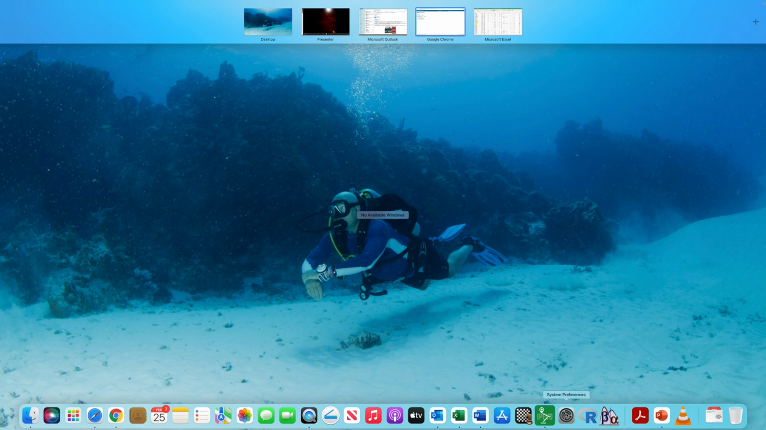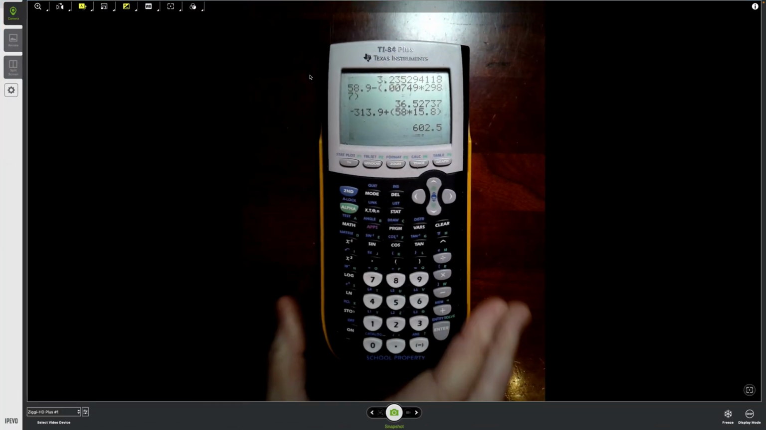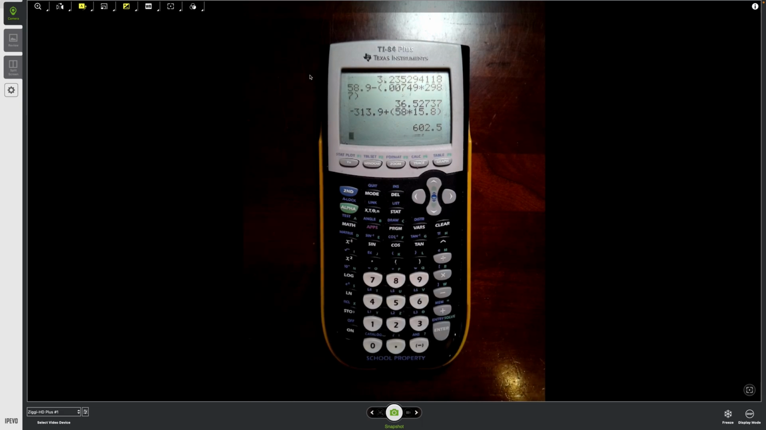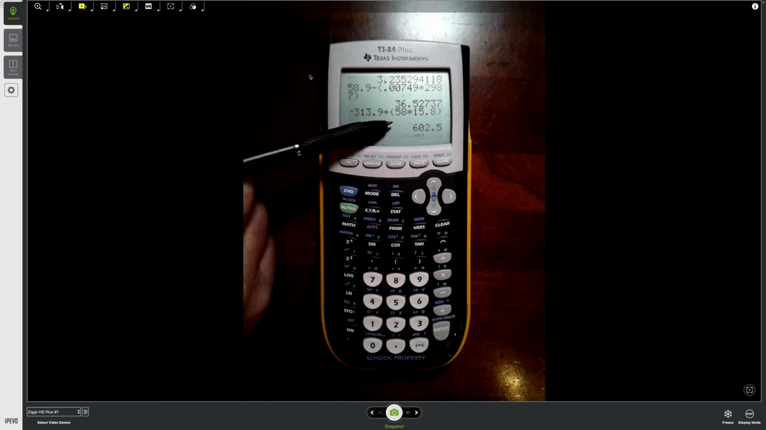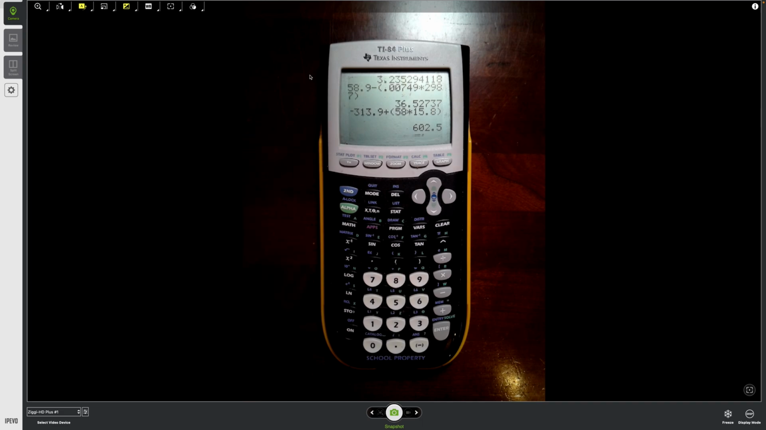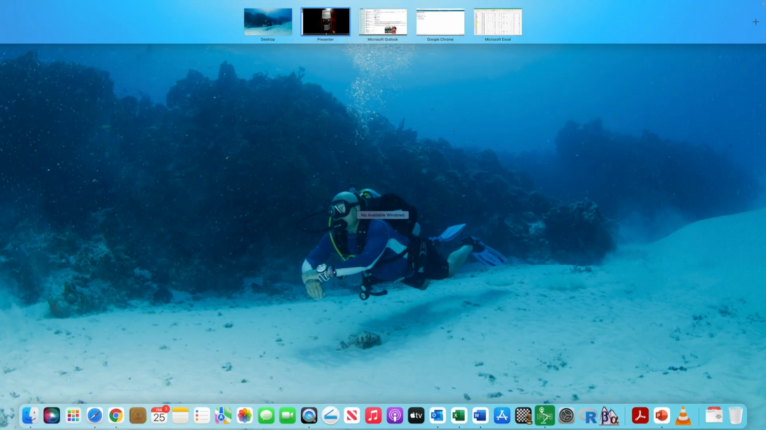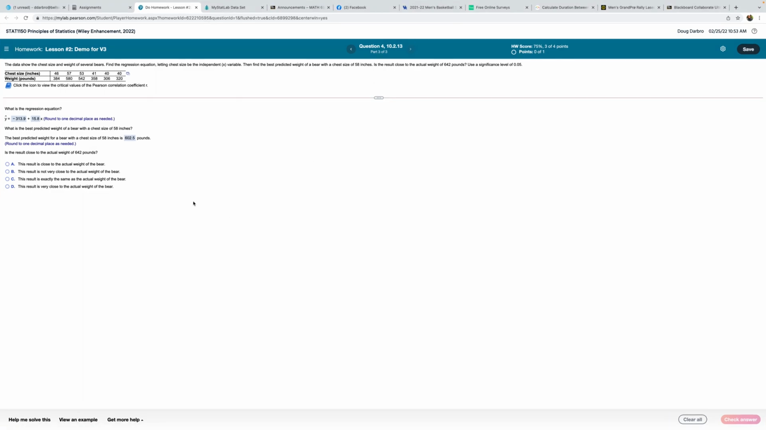Let me just show you this since I've got this up. This is the way I put this in my calculator. It's really important that we have order of operations defined. So that's why I put the operation where I multiply the value times the slope, and then the intercept. So I'm super careful that I don't make an error with order of operations.